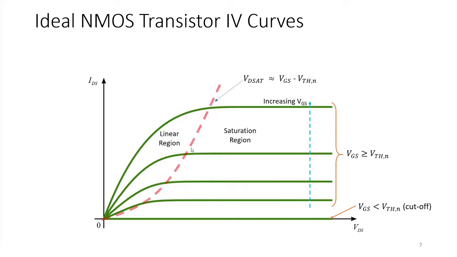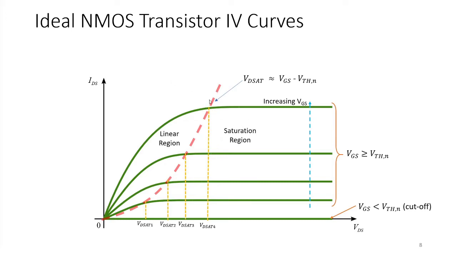As you can see here, VDSAT is approximately equal to VGS minus VTH, which is shown here. If we increase the value of VGS, we expect that VDSAT also increases linearly. This assumption mostly applies if the value of VGS is relatively high. At very low values of VGS, we expect that this assumption will not be valid.